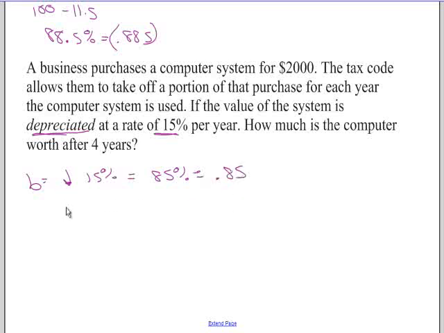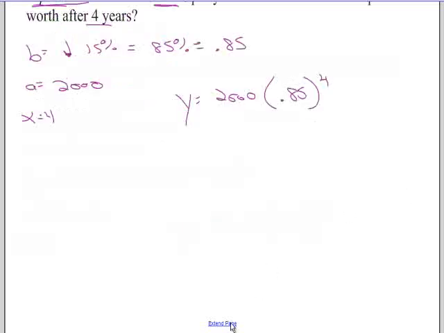That's B already. The A value, how much was the computer system worth? $2,000. And the last part, how much is the computer worth after 4 years? So 4 years is going to be our X. So Y equals $2,000 times 0.85 to the 4th power. According to this calculation, your $2,000 computer is now worth $1,044 and a penny.